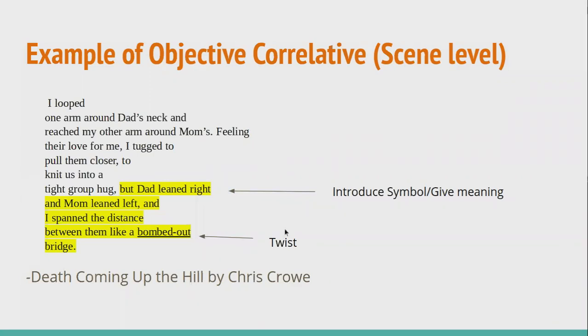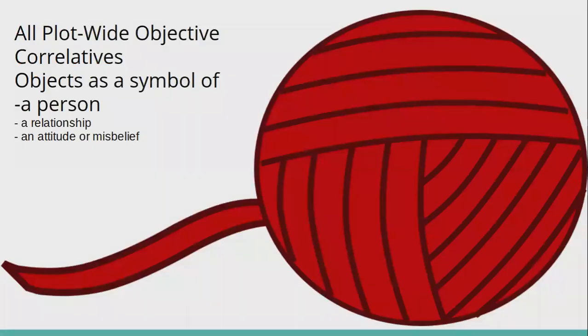So plot-wide objective correlatives are when you take this idea of an objective correlative and you spread it through the entire manuscript. And that's where you get an object as a symbol of a person, a relationship, or an attitude of misbelief. So here's how you set it up. First, you have to introduce the symbol, obviously. And then you have to give it meaning, repeat it throughout the book, break it, and resolve it. And we're going to go through all of these steps, okay?